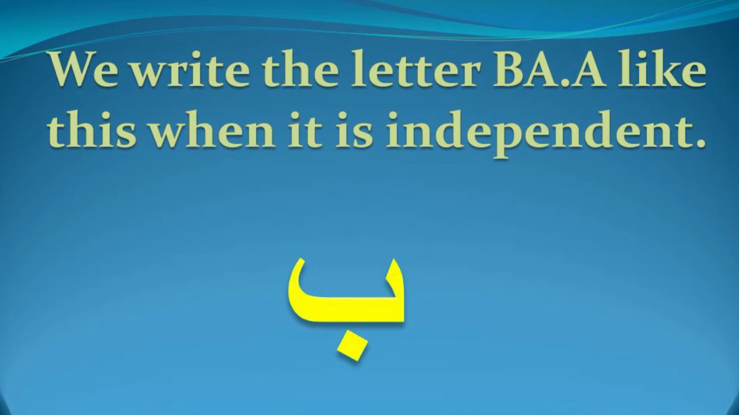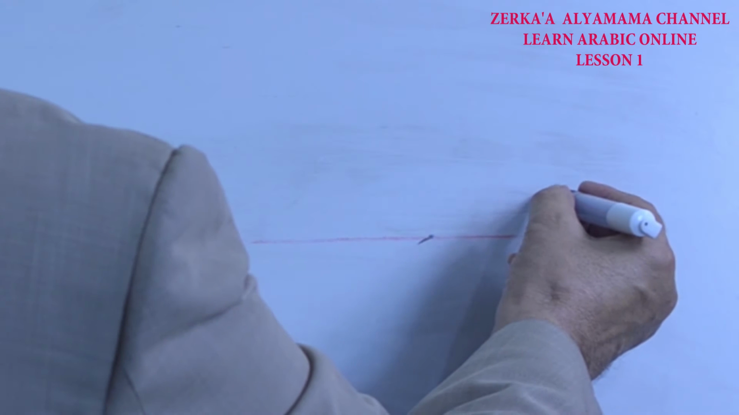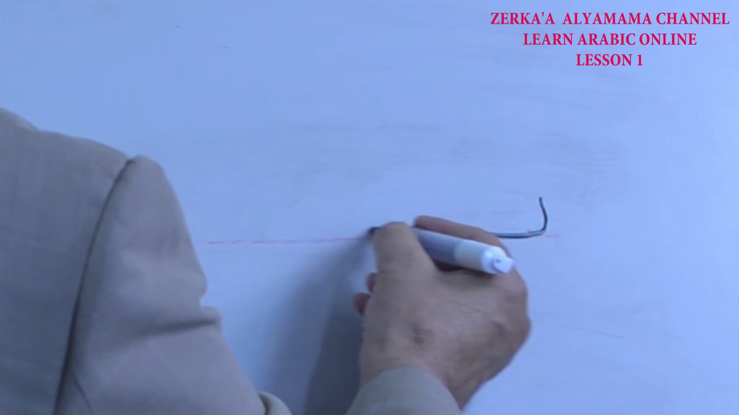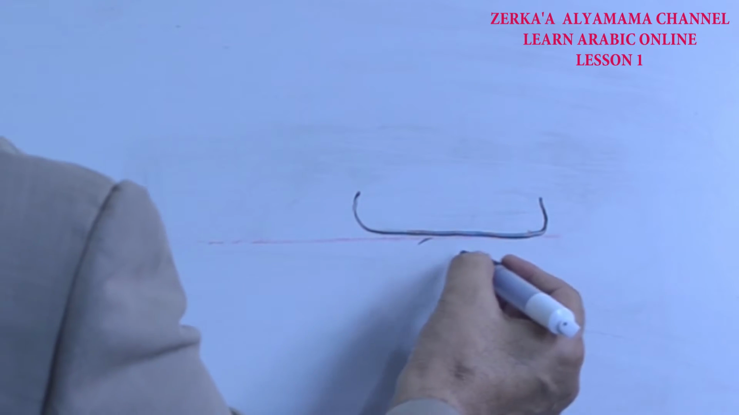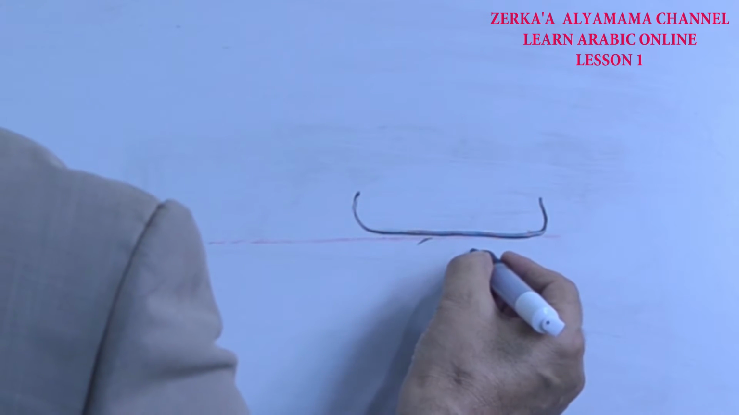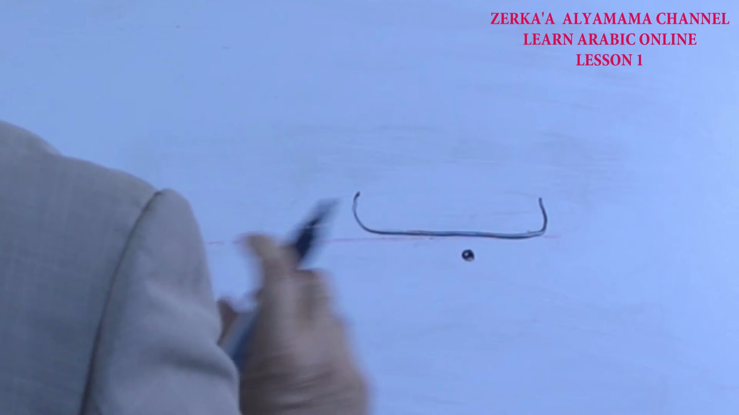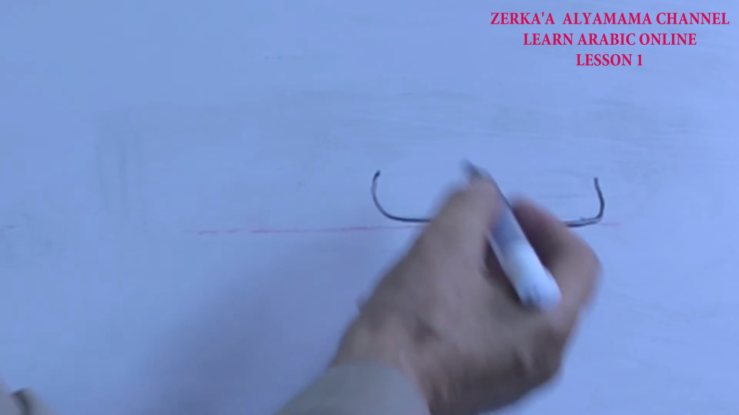We write the letter ba like this when it is independent. The handwriting of the ba is like this. It's always with the line. The dot is under the line. This is the independent ba.